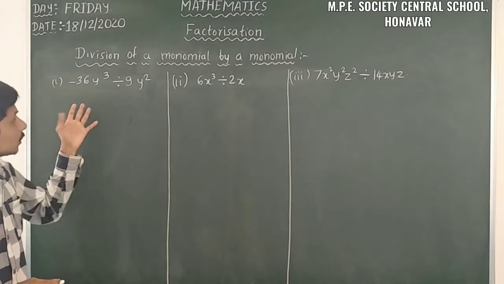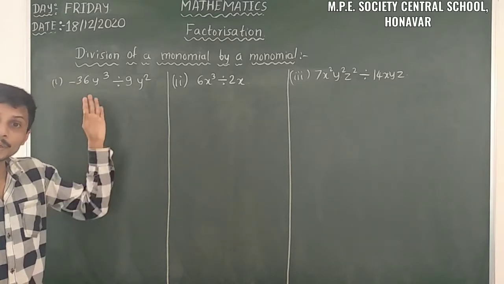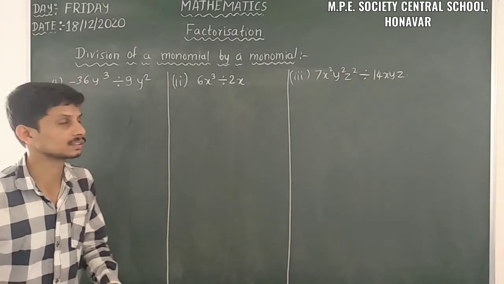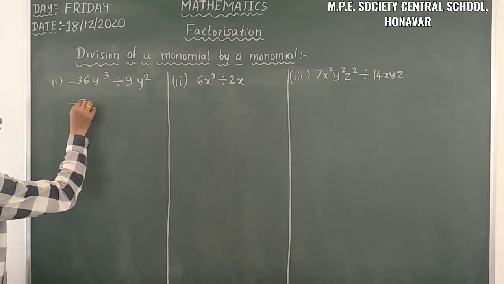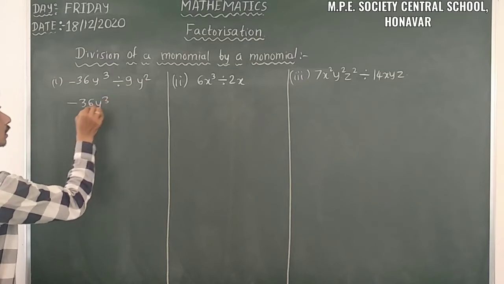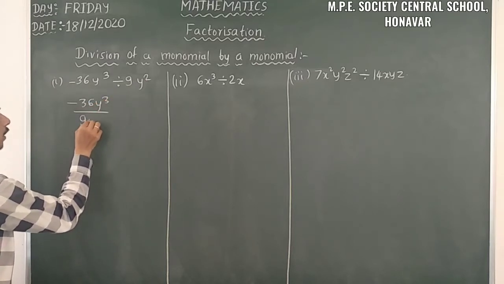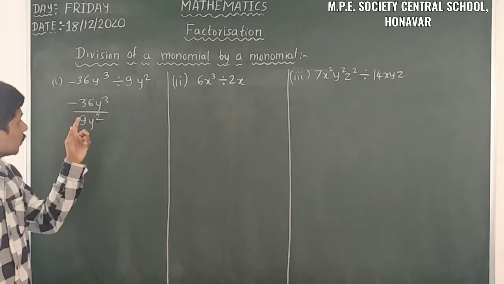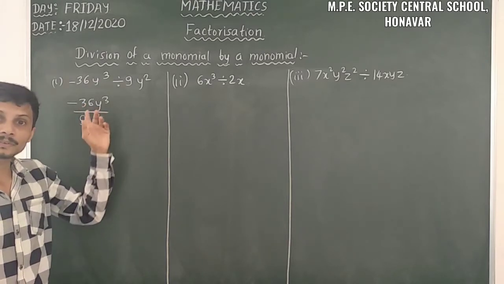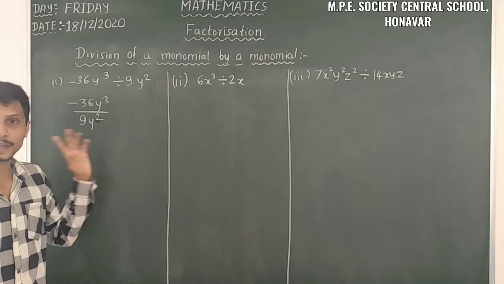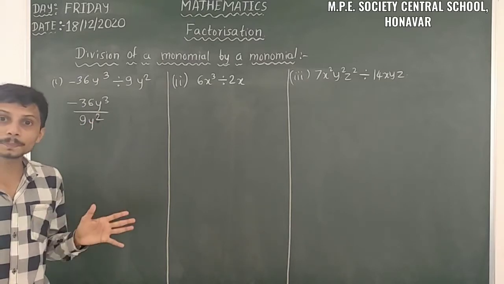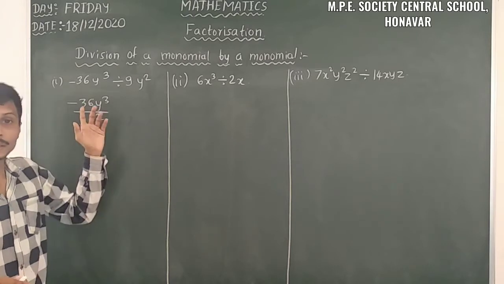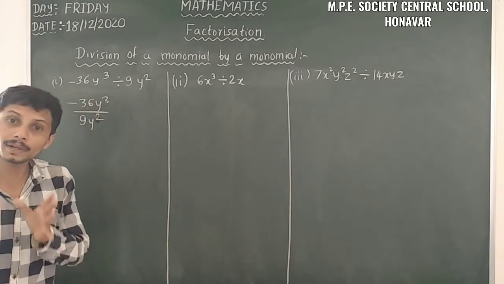How to do that? We have to write it in the form of numerator and denominator. Firstly, you have to write it in the form of a fraction, that is, minus 36y cube divided by 9y square, in the form of numerator and denominator. Firstly, you write like this. Then you have to factorize each in the form of a multiplication of irreducible factors.